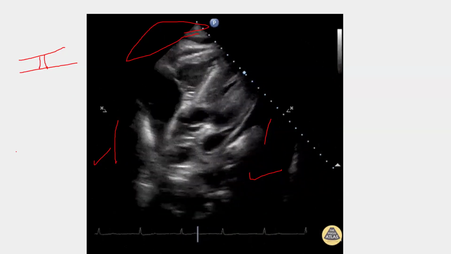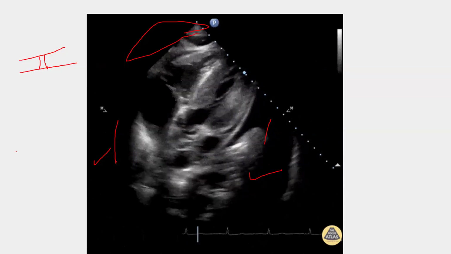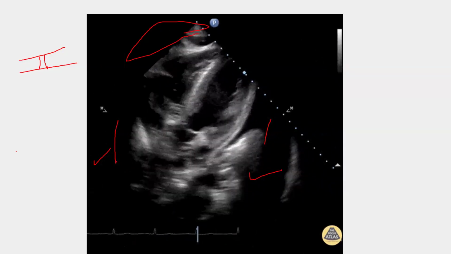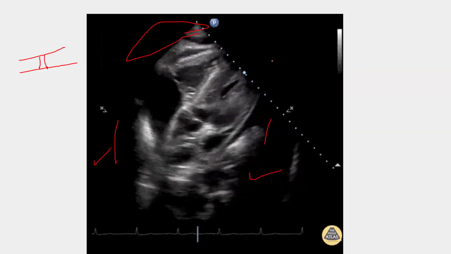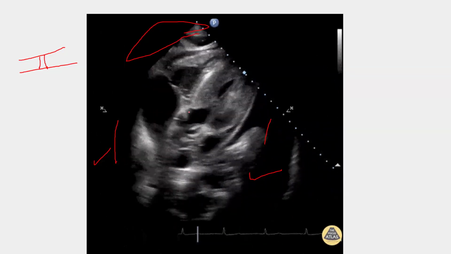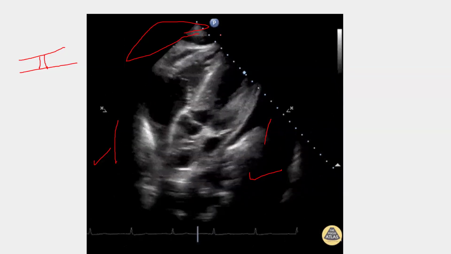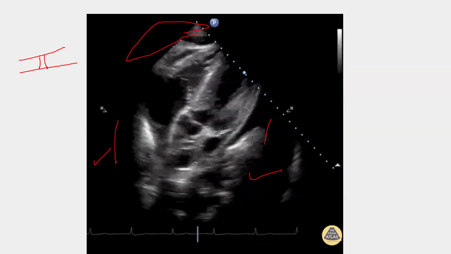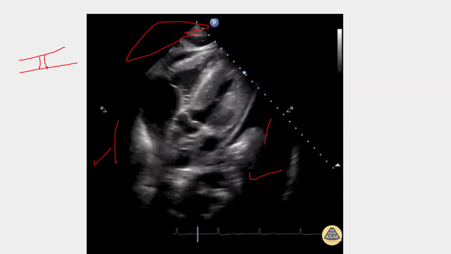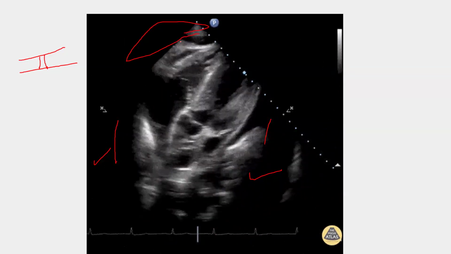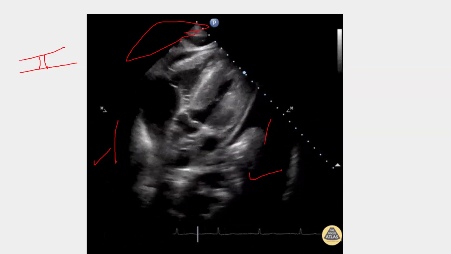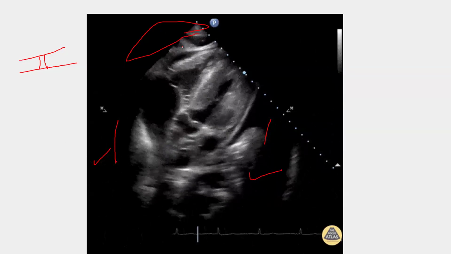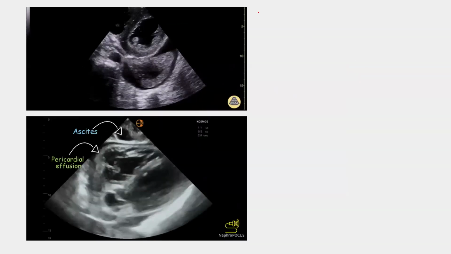This is the fingerprint of ascites by echo. This is ascitic fluid. So how do we see ascitic fluid? We see it from the subcostal window when we see echolucency with echodensity crossing it. And this echodensity is the falciform ligament of the liver. I might show a better example.